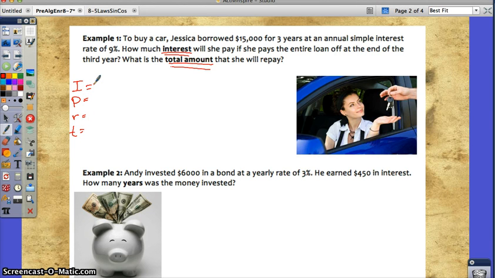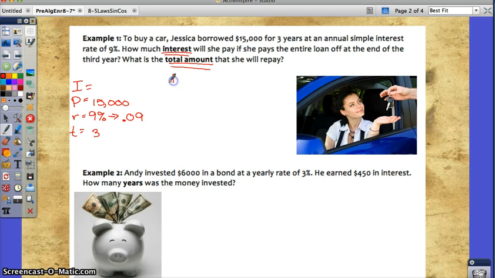Jessica borrowed $15,000, where that $15,000 is your principal. So write that down on the left. She borrowed this amount of money for a certain amount of time. It was 3 years. That's already in years, so the time is 3. And it was at a rate of 9%. But don't just leave that as 9%. That is what decimal? So move the decimal over 2 or divide by 100. So we don't know the interest, which means the I is what's going to stay in our formula.